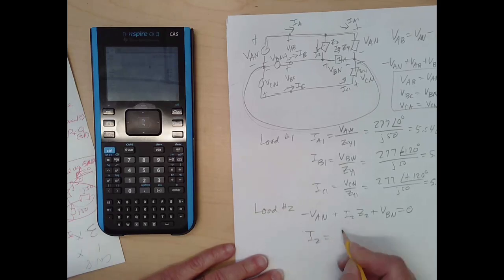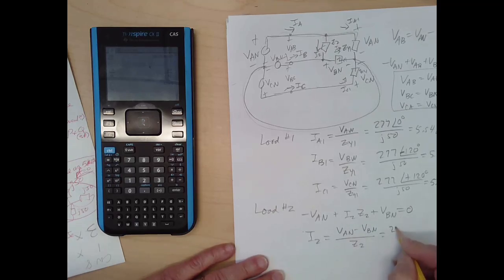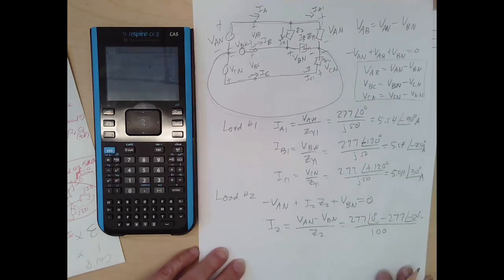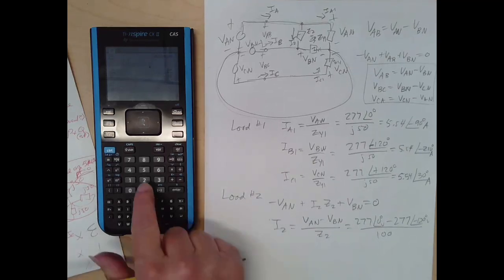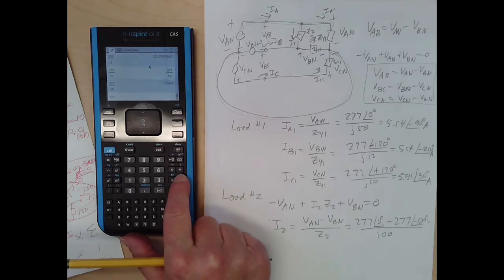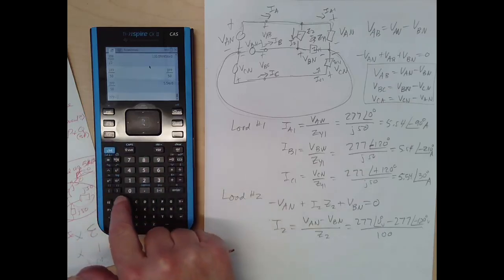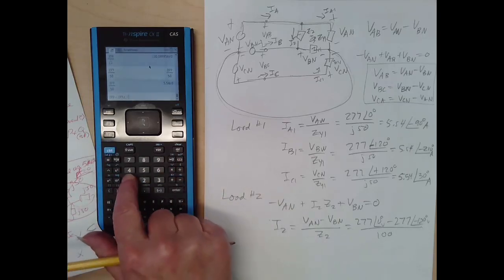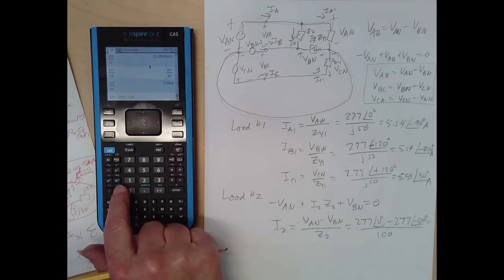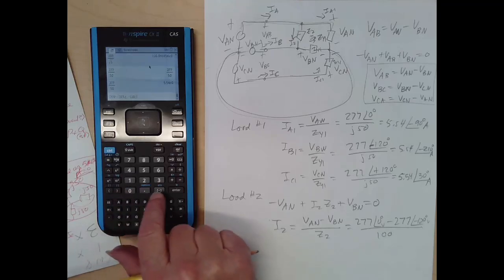So I2 is going to be VAN minus VBN over Z2. And so 277 angle 0 minus 277 angle negative 120 volts, divided by Z2, which was just 100 ohms. I'm running sideways, sorry about that. Okay, so we can plug that in. 277 angle 0, so it's just 277 minus, get some parentheses, 277, get the angle symbol, negative 120. And then put all that in parentheses and divide by 100.